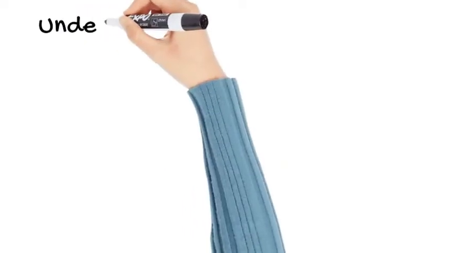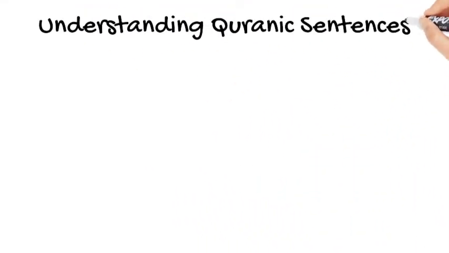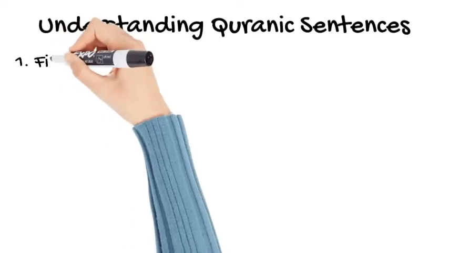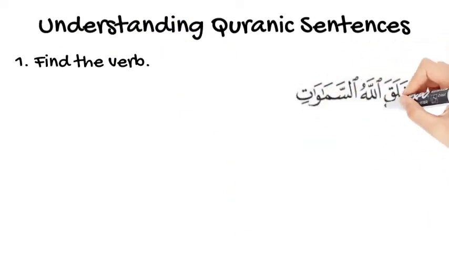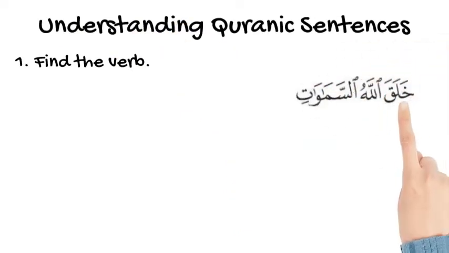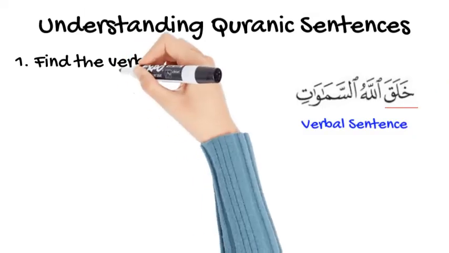So the reason why it's important to know the different types of Arabic sentences is to be able to understand Quranic sentences and to be able to tell the different parts of the sentence apart. So here is a practical approach to understanding Quranic sentences. First, find the verb. So let's take an example here. خَلَقَ اللَّهُ السَّمَاوَاتِ. Where is the verb? The verb is the first word of the sentence. So this tells us that this is a verbal sentence.